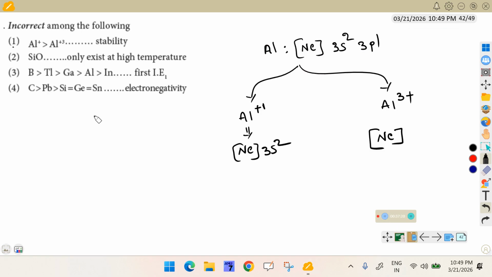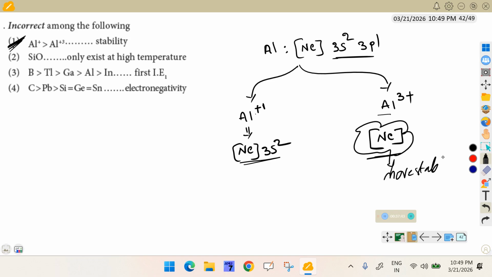Incorrect among the following. First one is only incorrect because aluminum electronic configuration is neon 3s2 3p1. Al+ electronic configuration is neon 3s2. Al3+ electronic configuration is neon. We know that noble gas electronic configurations are more stable electronic configurations.